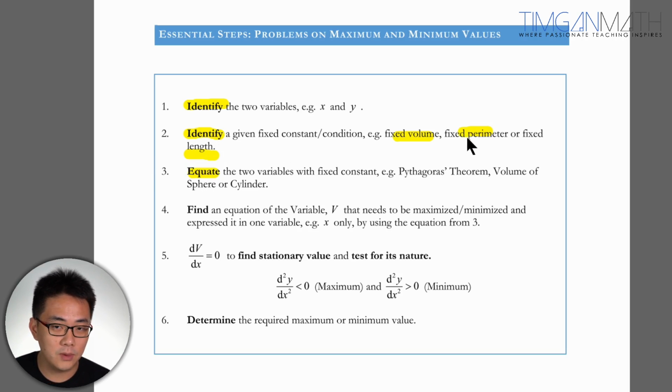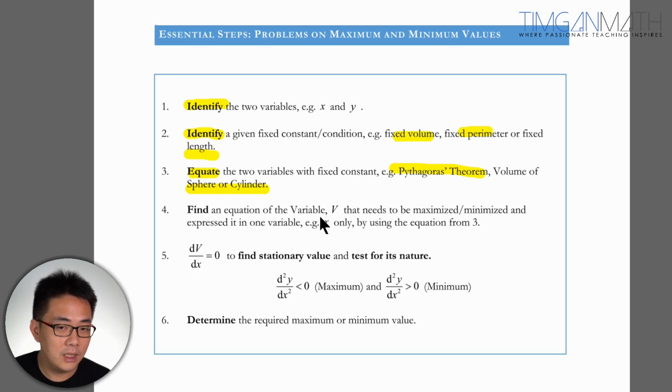So step 3 is, once you get this fixed volume, you could equate them by using Pythagoras theorem, volume of sphere or cylinder, and so on. Okay, there are many things, so just remember that. Now, when you equate them, the thing that you need to do is to find an equation of the variable V that needs to be maximized or minimized.